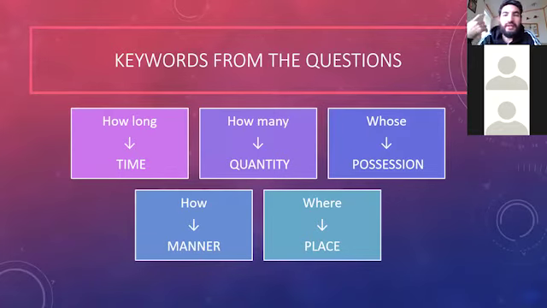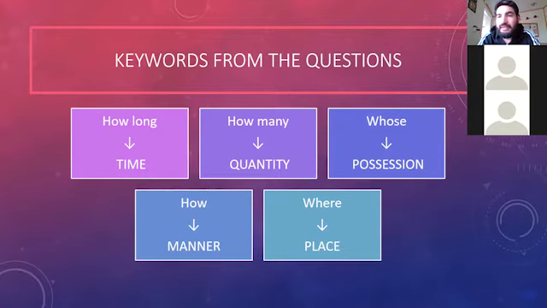For example, the questions that we use, how long, we were talking about time, okay? Also, we have how many, and we ask for quantities. We use whose when we want to ask about possession. Whose is used to talk about possession. Who does this belong to?